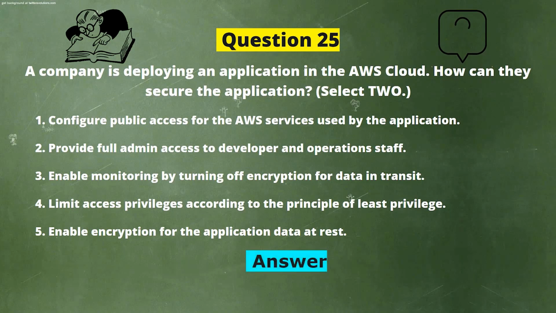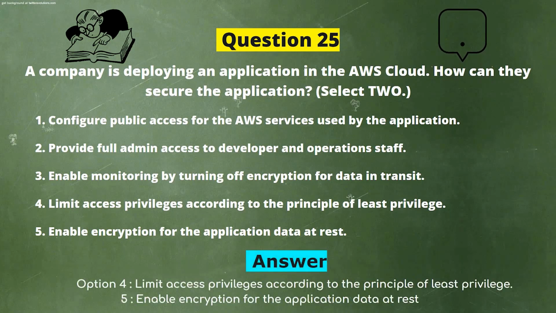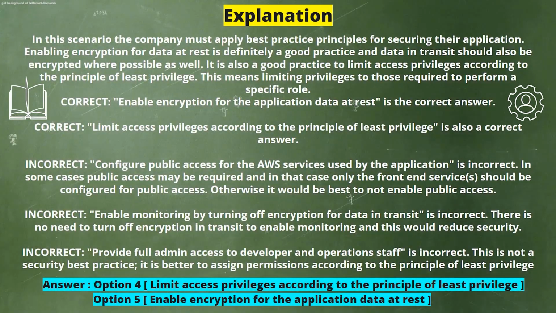And the correct answers are: Option 4. Limit access privileges according to the principle of least privilege. And Option 5. Enable encryption for the application data at rest. Explanation. In this scenario, the company must apply best practice principles for securing their application.